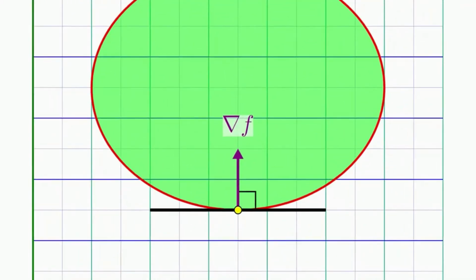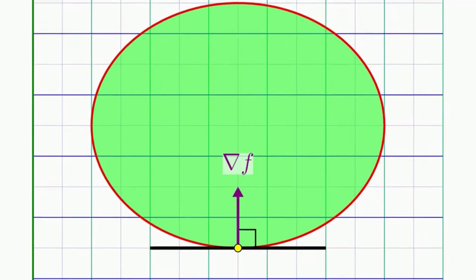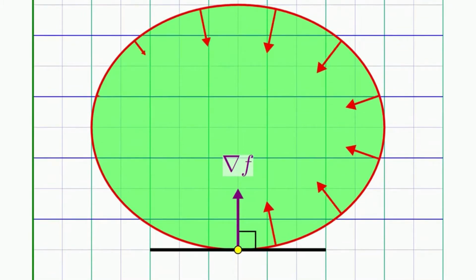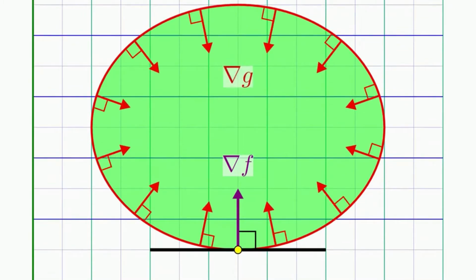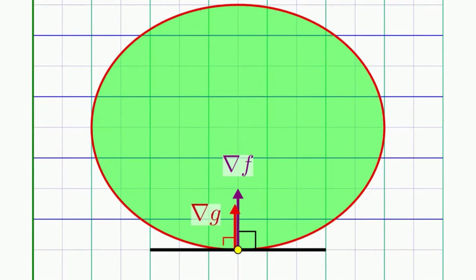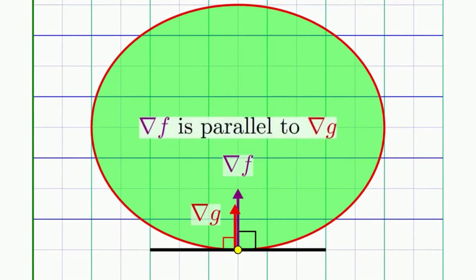But remember that this boundary curve really came about from a level curve of the g function, the equation g of x and y equals k. That means that the gradient of the g function is also perpendicular to the constraint curve at this point. So at this privileged maximum point, we find that f and g do have something in common with each other. Their gradients are both perpendicular to the constraint curve, which means they are parallel to each other in the xy plane.